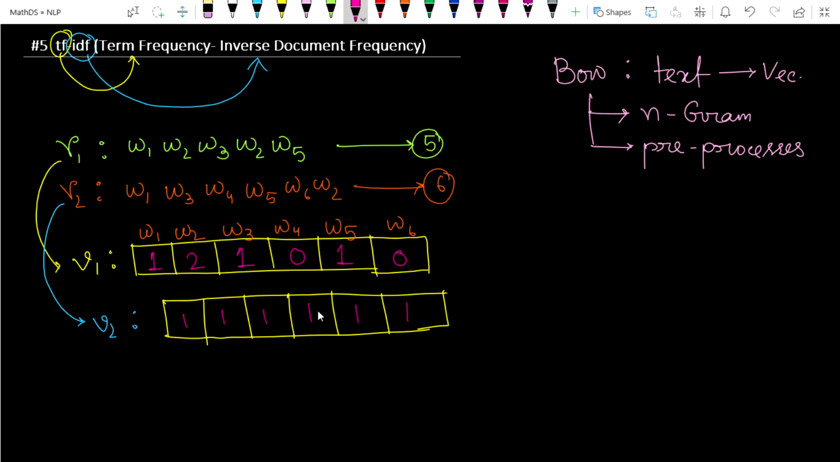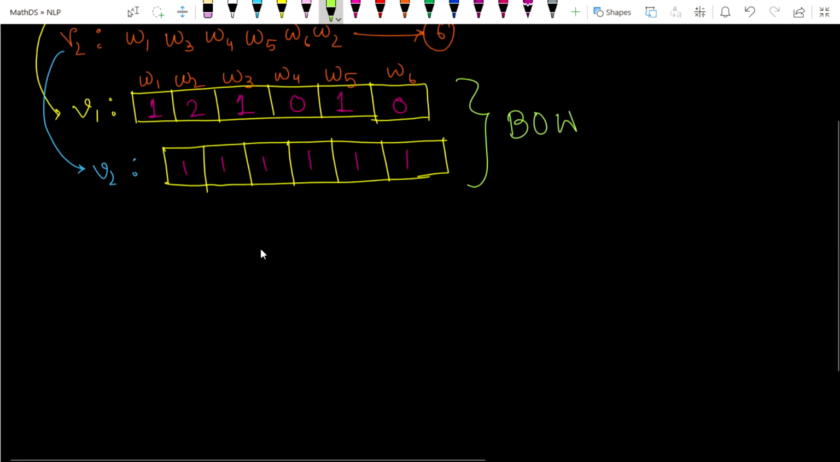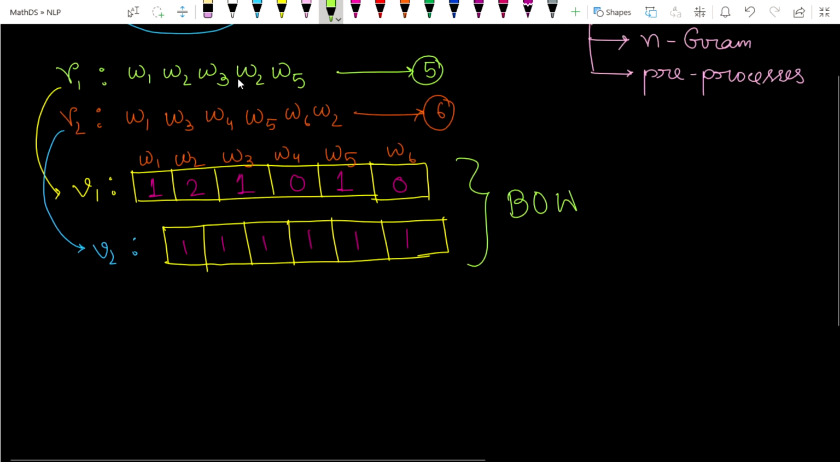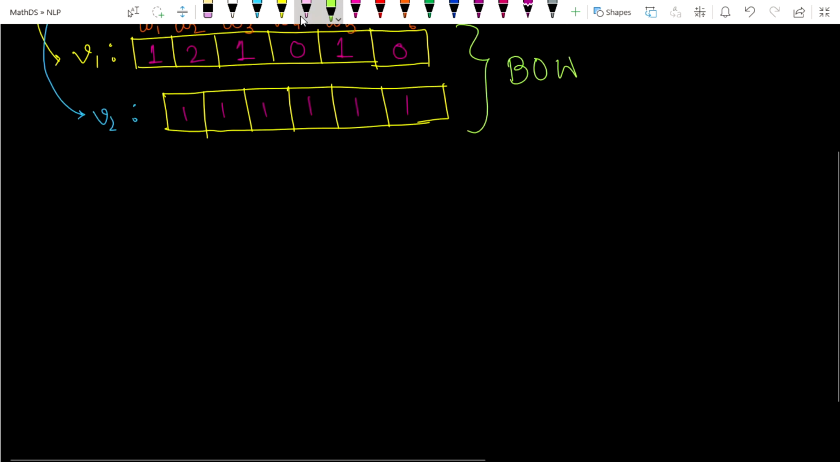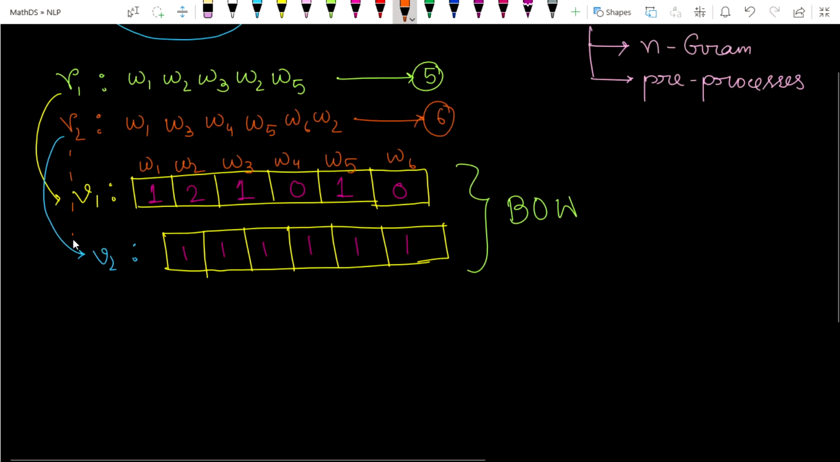So we have seen this technique already in the bag of words technique. We have learned how to calculate a vector from review text simply using this. Now suppose we have such kind of n documents, R1 to Rn, in our data set.